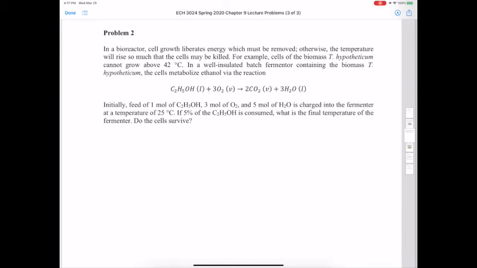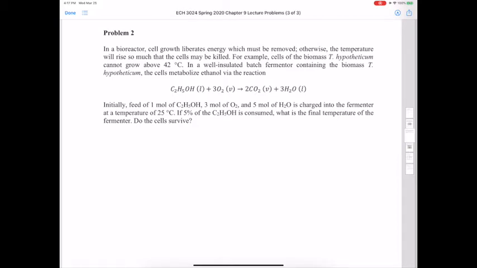So here in problem 2, what we're dealing with is a reactive process that involves a bioreactor. And in this bioreactor, what we have are cells. And these cells basically consume reactants, metabolize these reactants, and end up producing, or spitting out, product molecules. Okay, so you could even think of these cells themselves as little tiny reactors.